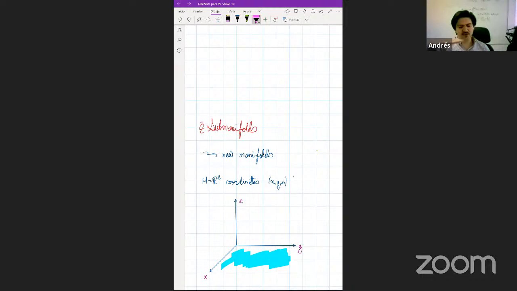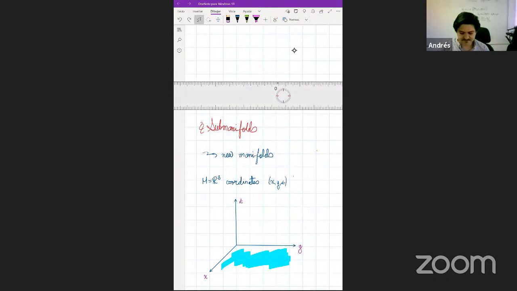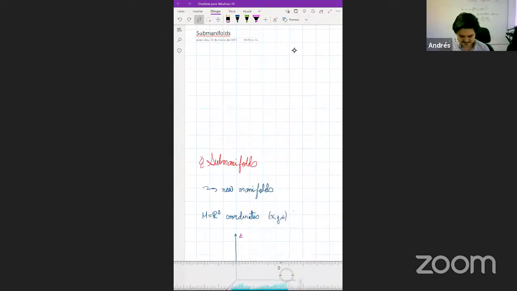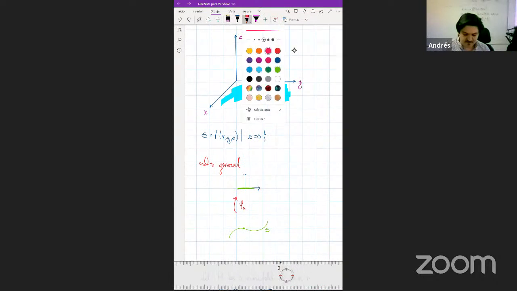So on some level, you are free to move. In this case, you have 2 dimensions to move. And there are other dimensions of the ambient manifold that you cannot move there. In this case, you cannot move up or down in the Z direction. You are restricted only to the X and Y plane. So that's more or less what's going to happen. So this is, roughly speaking, we will make this precise later.